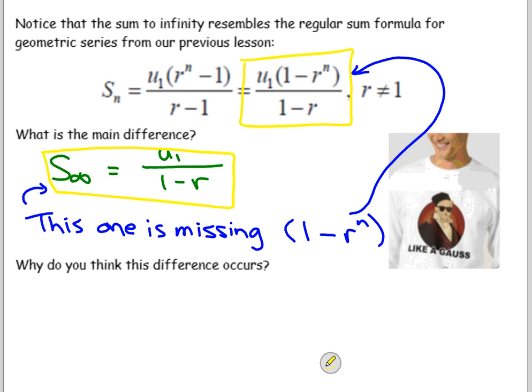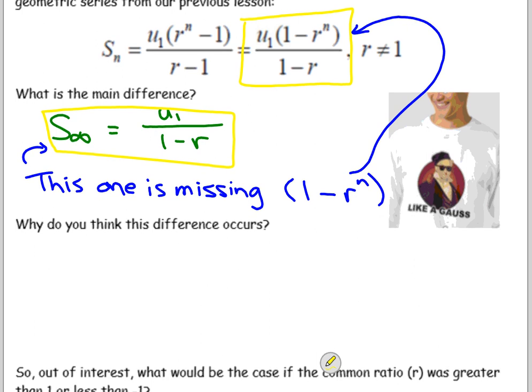Why do you think this difference occurs? So remember, for this formula to work, the r has to be a number between -1 and 1, and n approaches infinity. Infinity is a huge number. You know how in the finite one it can switch between those two? For the infinite one, it can never be r minus 1. It always has to be 1 minus r.